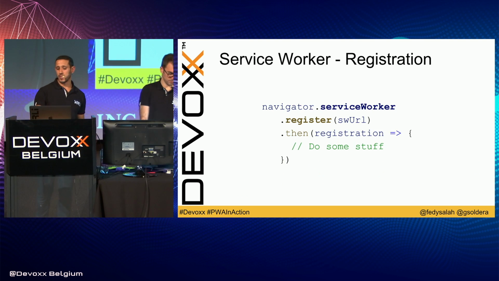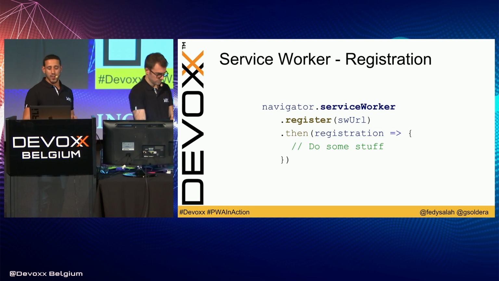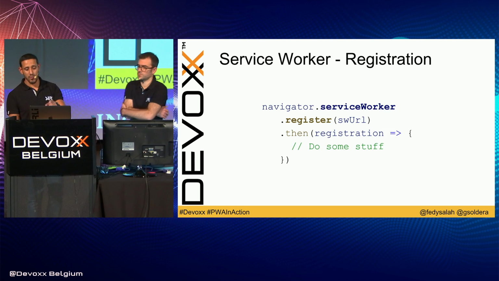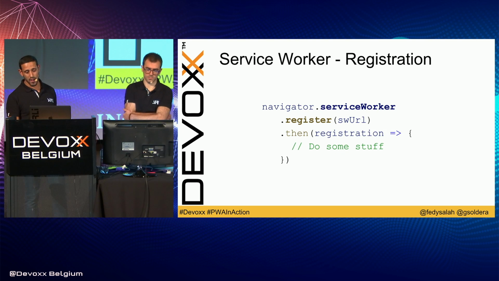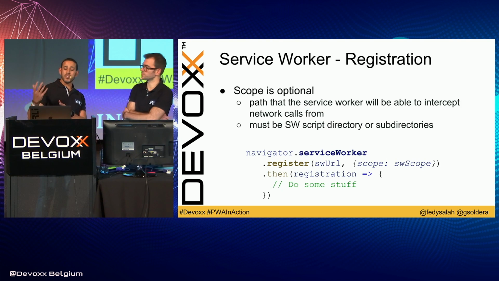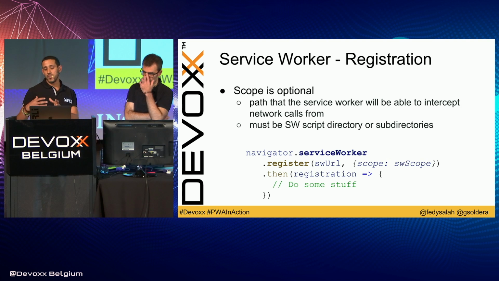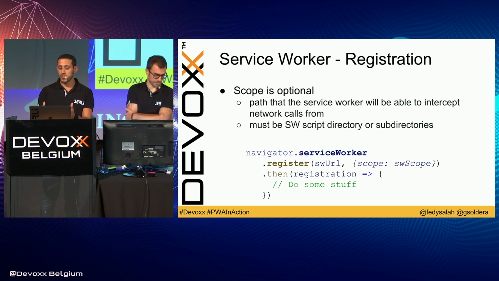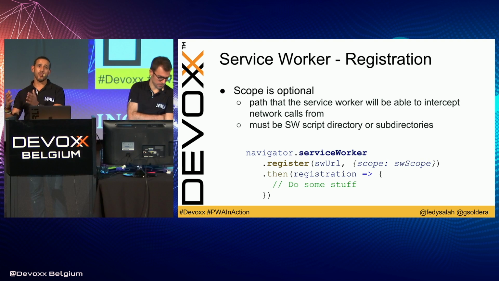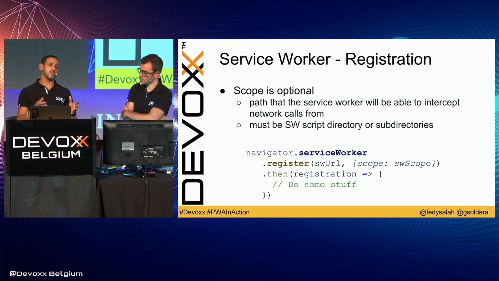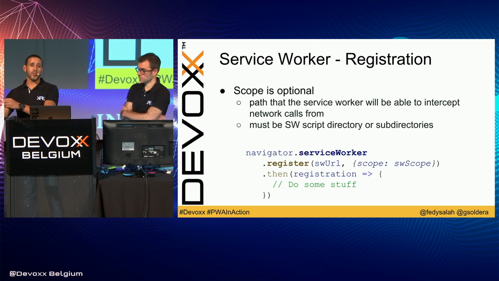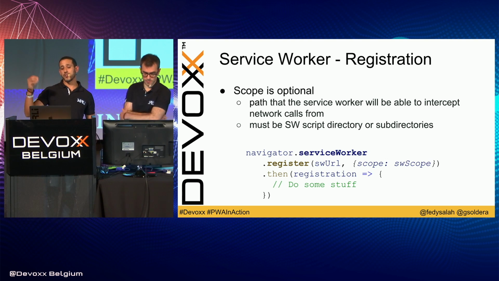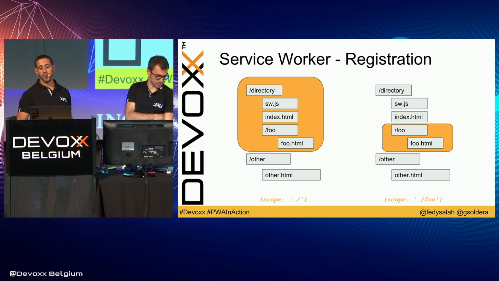When we see code, it's pretty simple. Actually, we use the service worker API, and we use the register method to register the URL. We can also define a scope. When we register a service worker, we may not want the service worker to control all the pages. We want it to control only a subsection of our pages, so we can define a scope. Here we see an example.